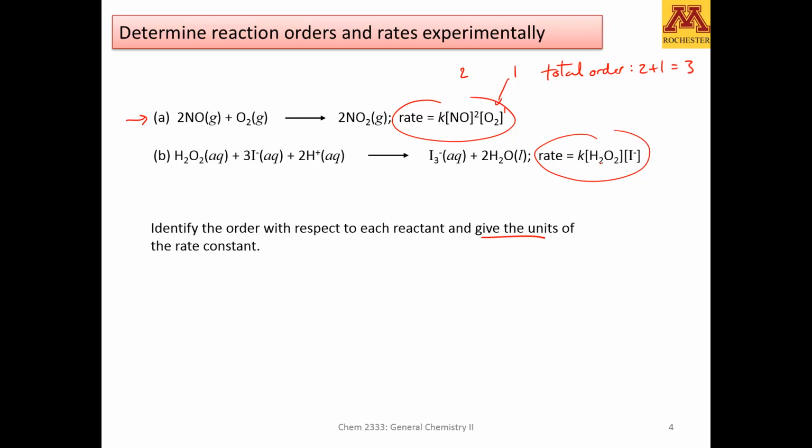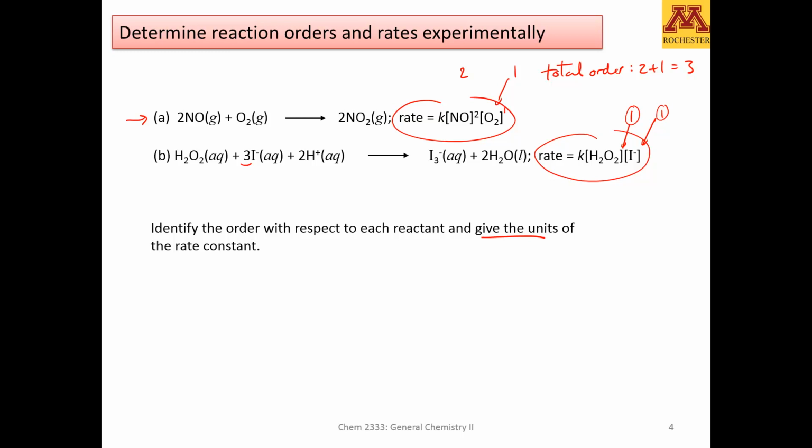In this case, for the reaction of hydrogen peroxide with iodide, we say that there is an order of 1 with respect to hydrogen peroxide and an order of 1 again with respect to iodide. Notice that even though there's a coefficient of 3 here, the order is 1. So careful with assuming that the coefficients translate into the exponents in your rate law.